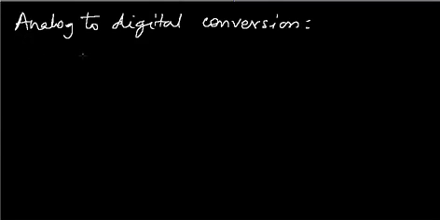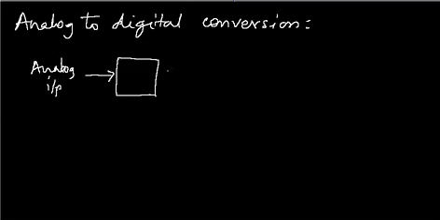When we talk about an analog to digital converter, we talk about a box, something like this, and we have an analog input, and the output is digital. Since it is digital, it may have a number of bits. So, this is the digital output.